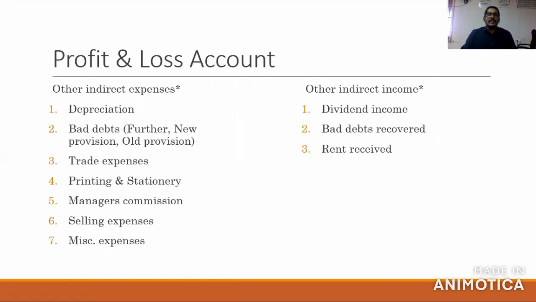Now these are the various indirect expense and indirect income. Depreciation, bad debts, and all, we have adjustments that we'll learn. Trade expenses, printing and stationery, manager's commission, again, this is an adjustment. Selling expense and other miscellaneous expenses. And when it comes to indirect income, you'll be seeing dividend income, bad debts recovered, rent received, and all those things. All these items may have adjustments also that we'll be learning, like outstanding or prepaid, all those things. It is very simple that we'll learn.